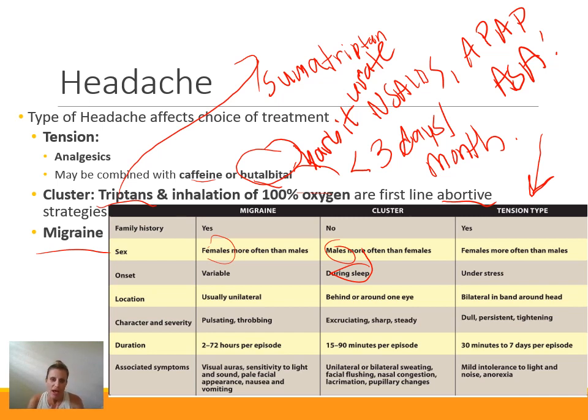Now, migraines can be classified into migraines with an aura and migraines without an aura. A migraine with an aura is when the patient gets weird signs and signals that the migraine is about to happen. It doesn't start with a headache. It starts with the aura.